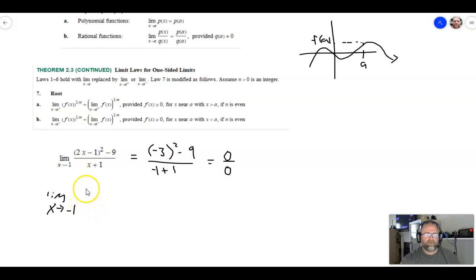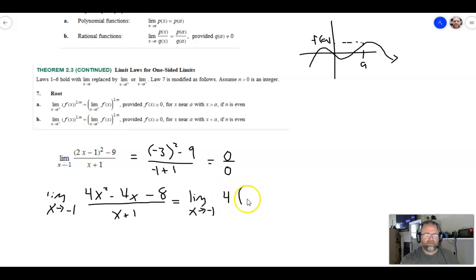So I'm going to multiply this top part out. So 2x minus 1 squared is going to be 4x squared minus 4x. And then I have a plus 1, but I also have a minus 9. So that's going to be minus 8, all over x plus 1. And I can factor a 4 out of the top. So this is equal to the limit as x approaches -1 of 4 times x squared minus x minus 2, all over x plus 1.